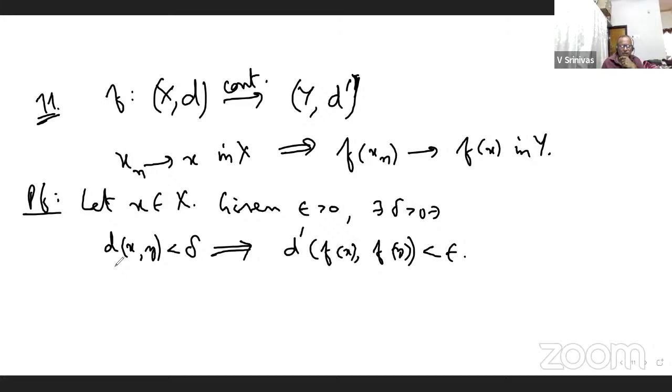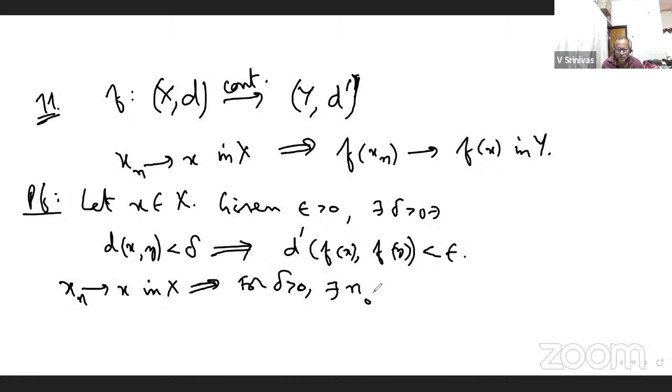Now let us use this. What is the meaning that xn is converging to x? xn is a sequence in X. So xn is converging to x in capital X implies what? For this positive number delta, I'll ask for a sufficiently large n. So for this positive delta, there exists an n naught belonging to capital N such that for all n greater than or equal to n naught, the distance between xn and x can be made less than delta.